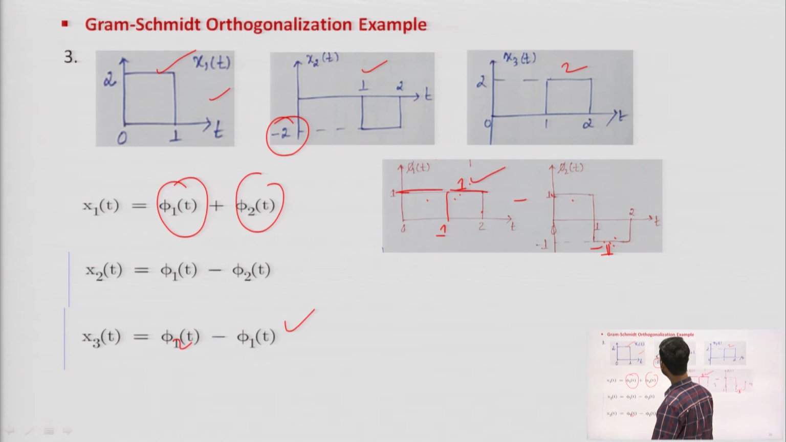Okay, this is the representation of this type of signal in terms of the orthogonalization process, and this is part of the Gram-Schmidt orthogonalization algorithm. We will see it in the next class. Okay, thank you.